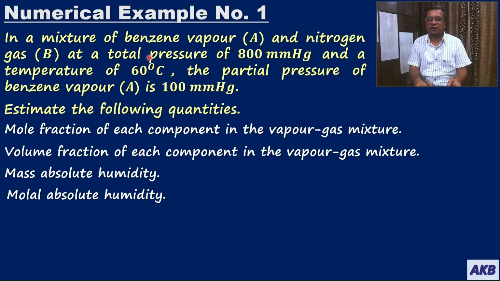Basically, we have a mixture of benzene vapor and nitrogen gas. So in this case, nitrogen gas is humidified by benzene vapors. The total pressure is given to us, it is 800 mmHg. Temperature is given to us, it is 60 degrees Celsius. And the partial pressure of benzene vapor in the vapor gas mixture is given to us, it is 100 mmHg. And we are supposed to find out the mole fraction of each component in the vapor gas mixture, the volume fraction of each component, the mass absolute humidity, and then also the molar absolute humidity. So let us solve this.